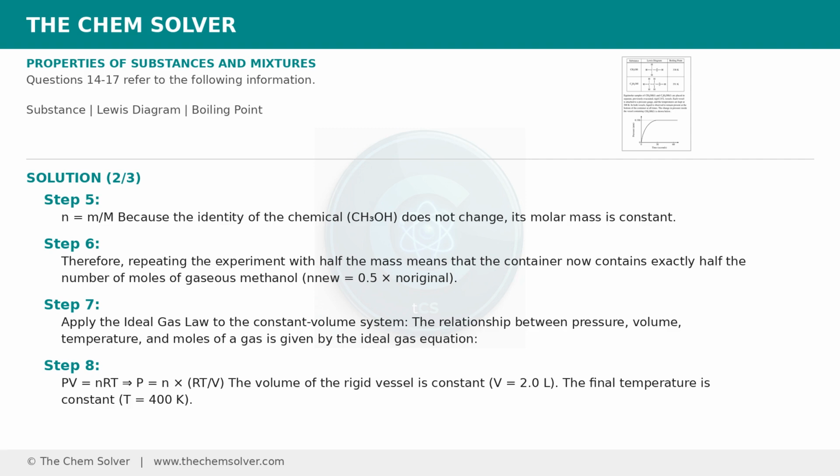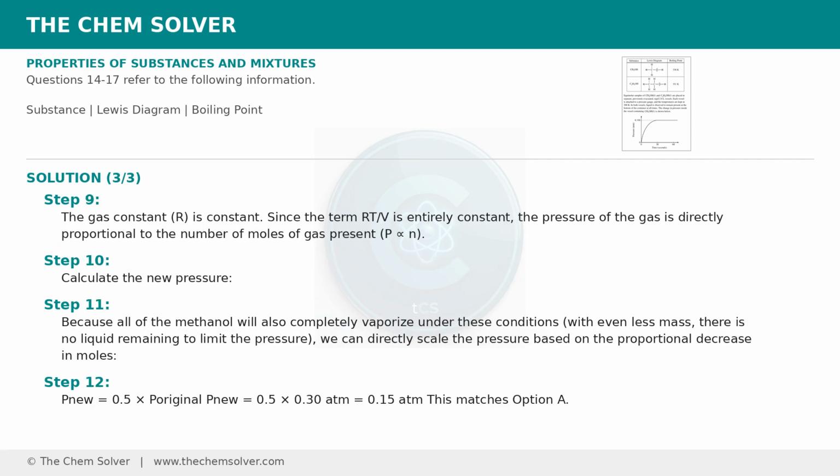Apply the ideal gas law to the constant volume system. The relationship between pressure, volume, temperature, and moles of a gas is given by the ideal gas equation. PV equals nRT, therefore, P equals n times RT over V. The volume of the rigid vessel is constant. V equals 2.0 liters. The final temperature is constant. T equals 400 Kelvin. The gas constant, R, is constant. Since the term RT over V is entirely constant, the pressure of the gas is directly proportional to the number of moles of gas present. P is proportional to n.